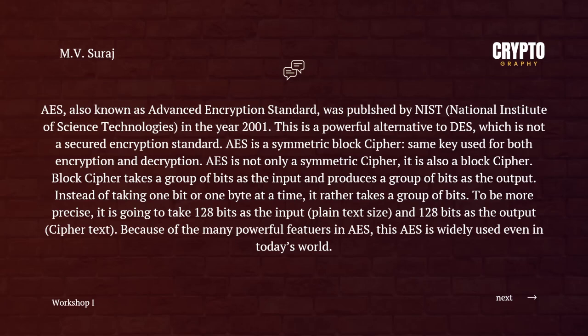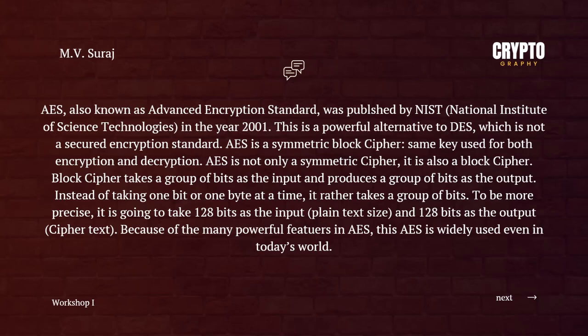So AES is a symmetric block cipher, meaning the same key is used for both encryption and decryption. AES is not only a symmetric cipher, it is also a block cipher, right? A block cipher takes a group of bits as the input and produces a group of bits as the output. So when we talk about how AES encrypts its message, you will notice that it takes a group of bits, instead of going bit by bit. And that's obviously what the word block cipher means.